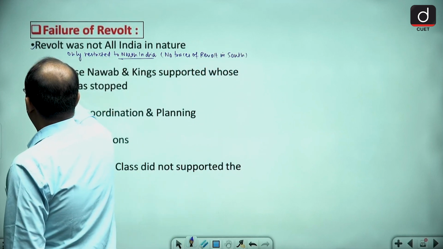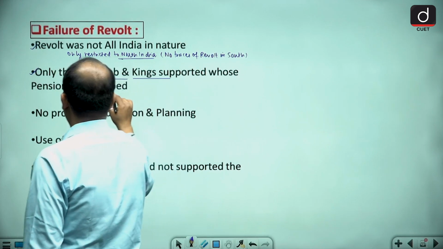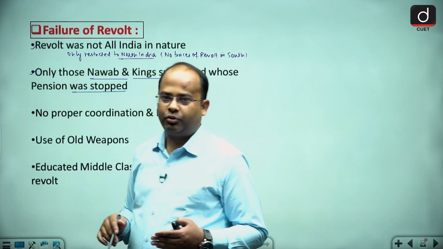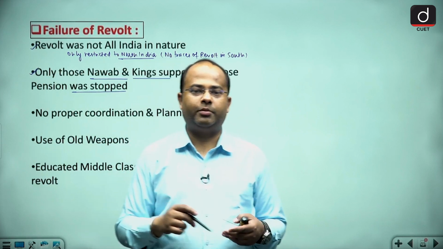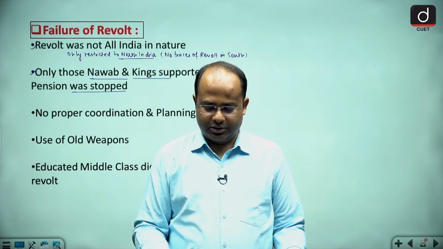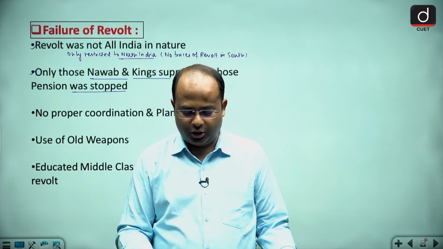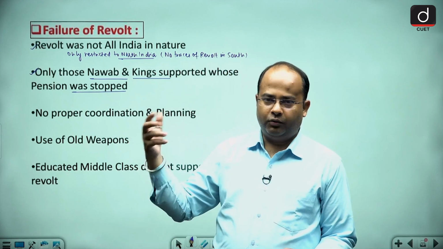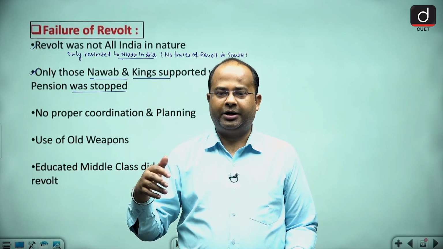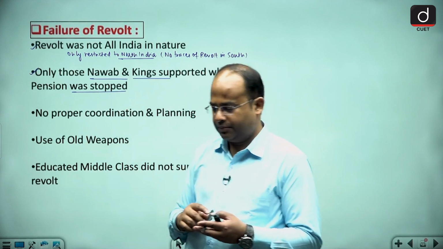Only those Nawabs and kings supported the revolt whose pension was stopped by the British East India Company. The reason was that they wanted that if the pension were restored, they would get back their old glory, and if the revolt became strong, the British authorities, due to fear of the revolt, might restart their pension.